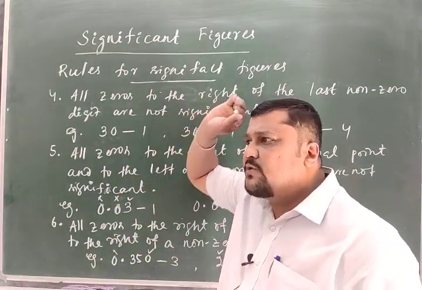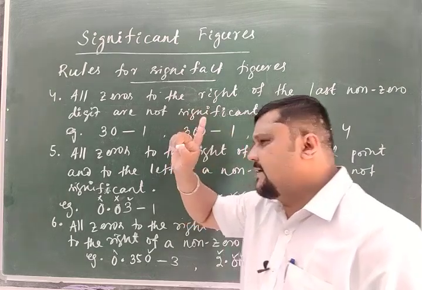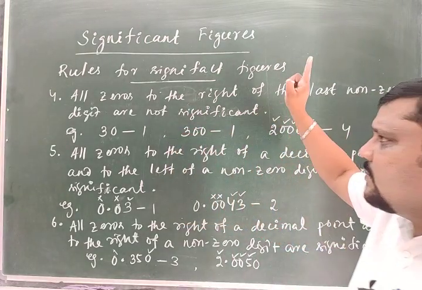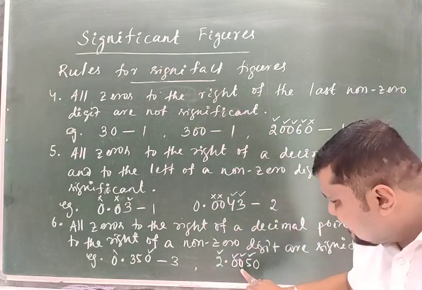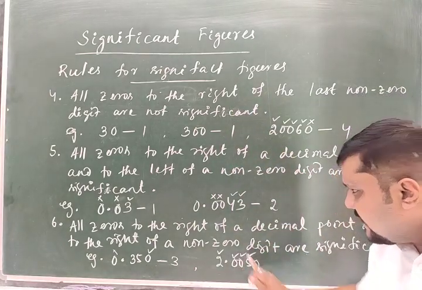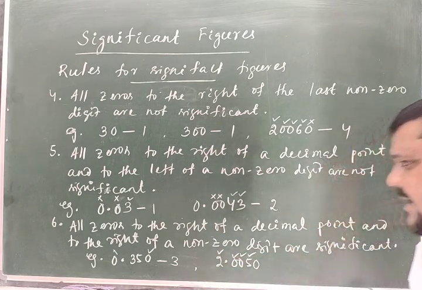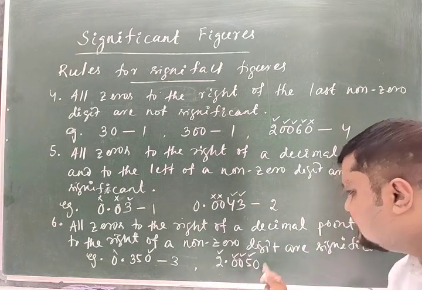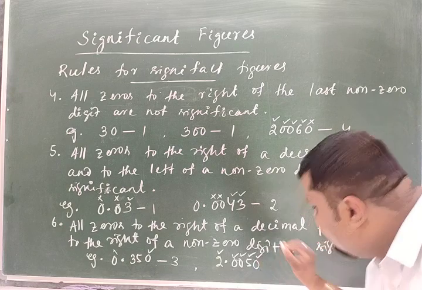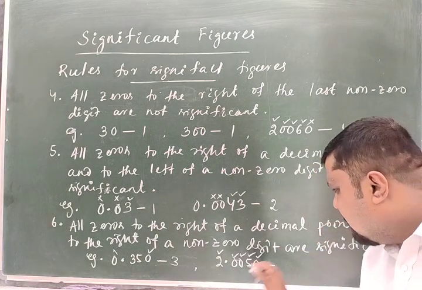Because according to rule number 1, all the non-zero digits are significant. Clear? So that is rule number 1. But for the zeros, we are discussing all these things. So these are significant, but this 0, according to rule number 6, is to the right of the decimal point and to the right of the non-zero digits, so it is also significant. Clear? So this means we will write this as how much?